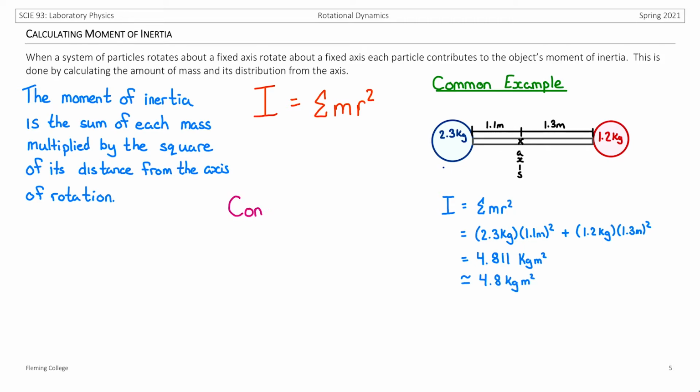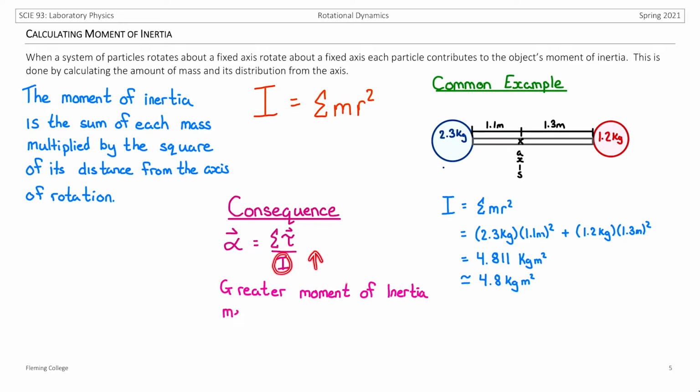What are the consequences of a moment of inertia? Well, if we think of Newton's second law, we would see that for a greater moment of inertia, our angular acceleration would be smaller for the same level of net torque. And that's what we said earlier. Moment of inertia measures an object's resistance to rotational acceleration.